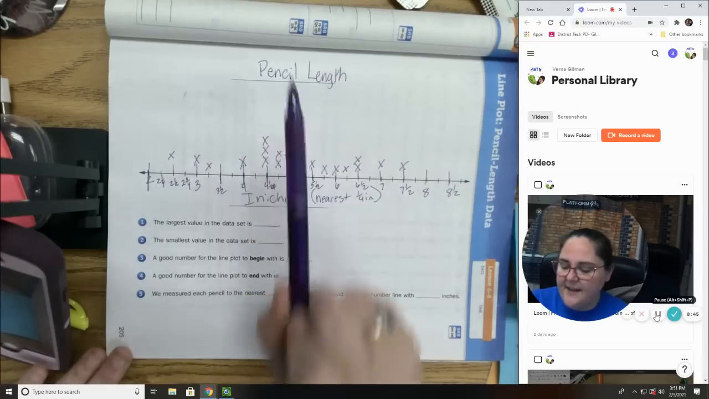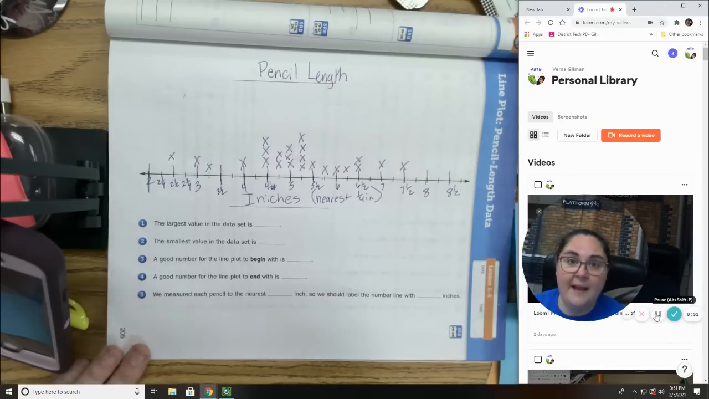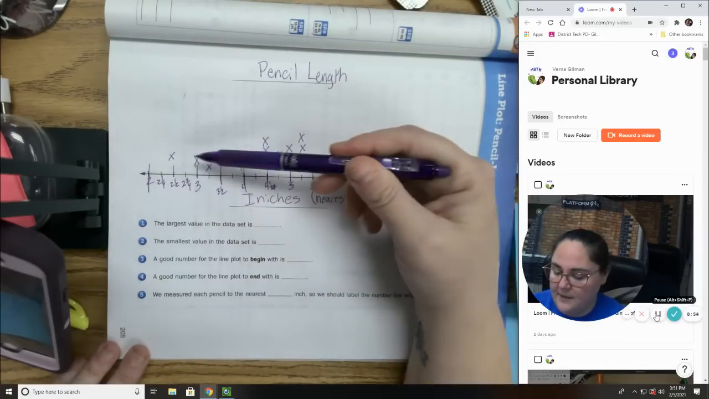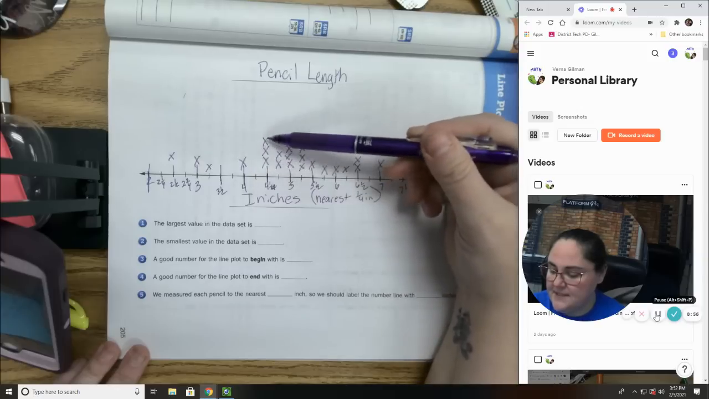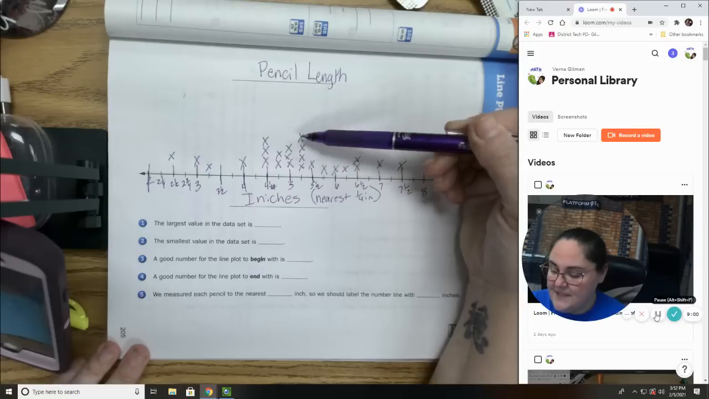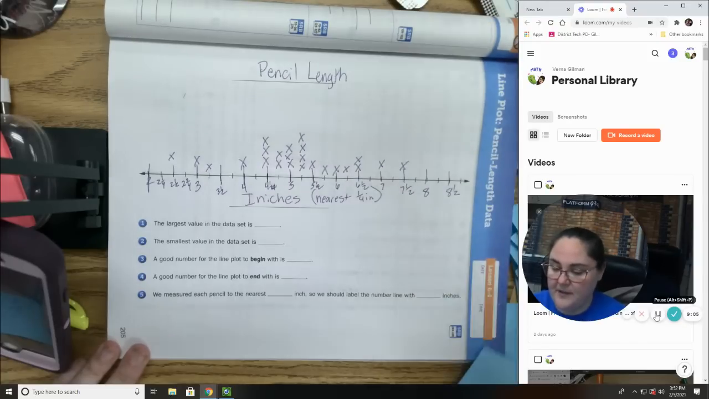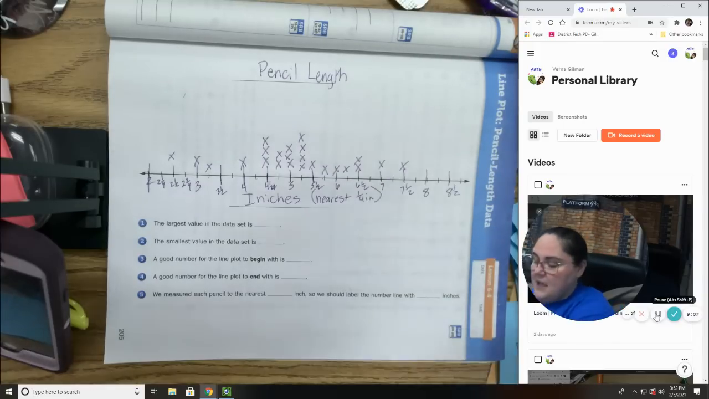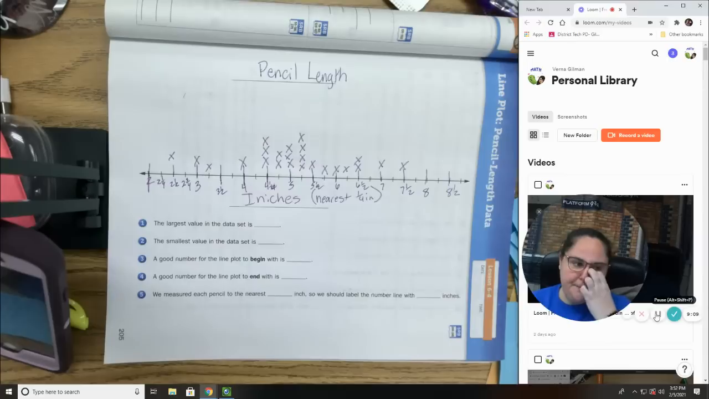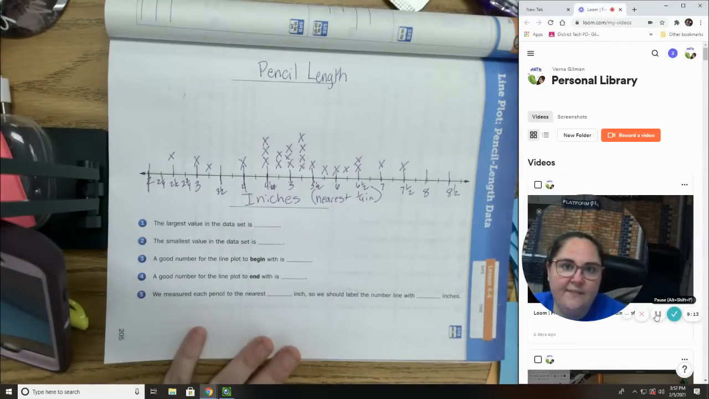All right, so we have our title, we have our label, and you have your X's where they go. Now, there should be 24, so I'm going to count my X's to make sure I have 24. 1, 2, 3, 4, 5, 6, 7, 8, 9, 10, 11, 12, 13, 14, 15, 16, 17, 18, 19, 20, 21, 22, 23, 24. Perfect. So there are 24 students that I asked, 24 pencil lengths. All right. Now we can use the information to answer a question.